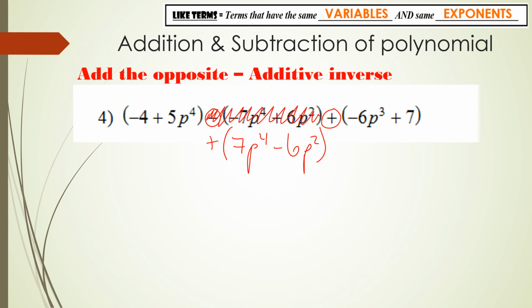And then again, I'm just going to go through and combine like terms, or check for like terms, and then combine. So we've got a 5p to the fourth, a 7p to the fourth. We've got a -4 and a +7. And then notice the two remaining terms are not like terms. They have a different variable, or different exponent rather.